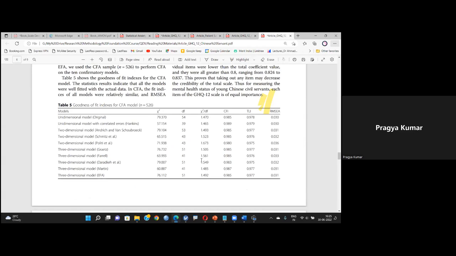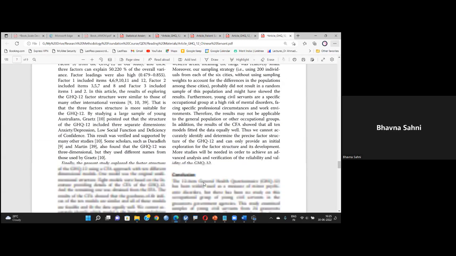This was the CFA model, the goodness of fit. And they have shown that you can say unidimensional model. They have tested all. And they have given the values of CFI, TLI, RMSEA, chi-square value. Okay. So you can do it, share the model with the other models. Yes. Okay. Right.